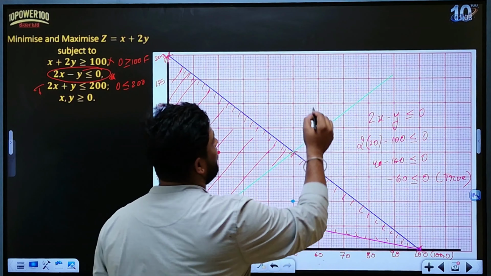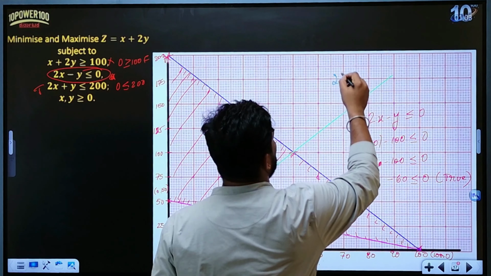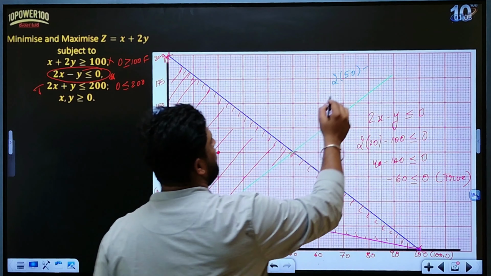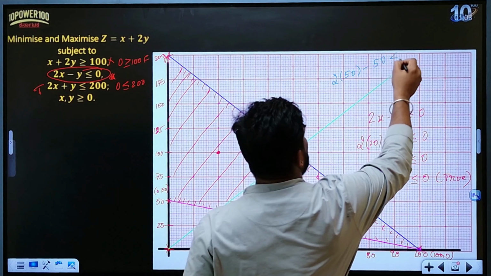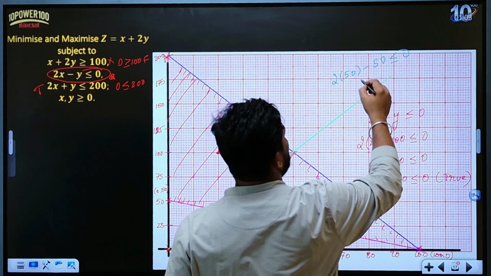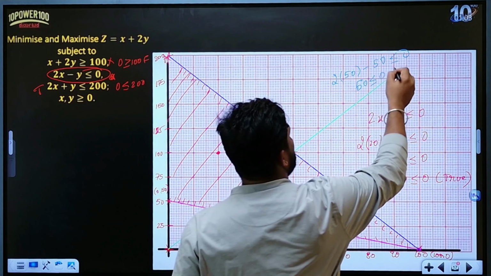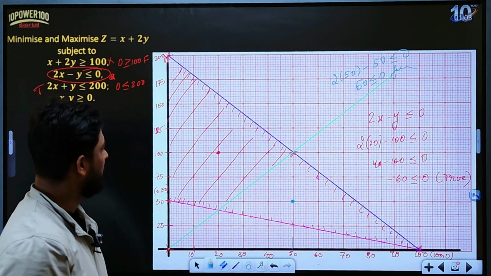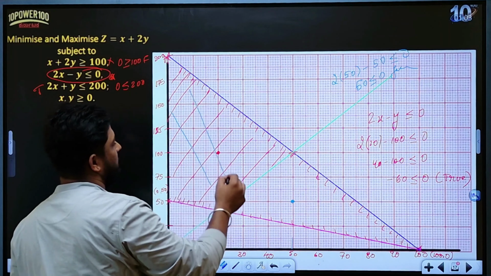When x is 50, I'll substitute. So 2 into 50 minus the y value, which is 50. So 100 minus 50, so 50 less than or equal to 0. So this is actually false, right? So any point you take in this region is going to fail, okay? Now for us, this is the region, children, okay?